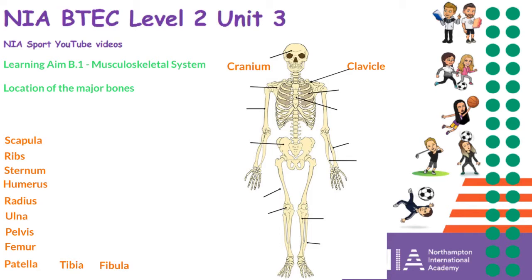Next up, we then have your scapula. The scapula are your shoulder blades located just here. They're large, triangular, flat bones that form the posterior part of the shoulder girdle.